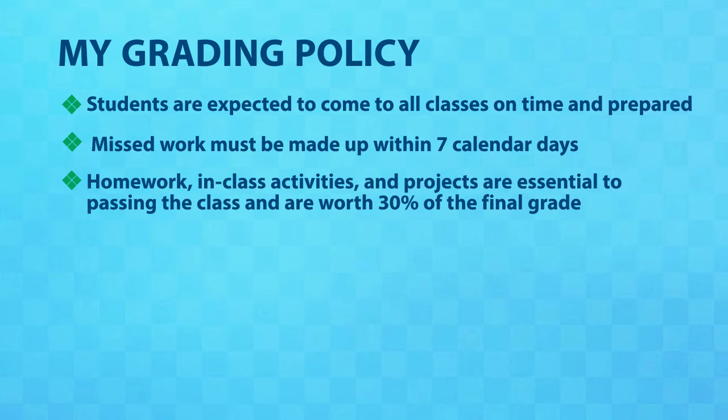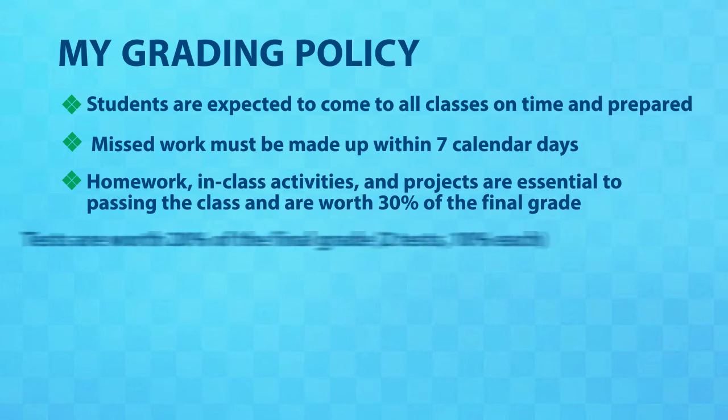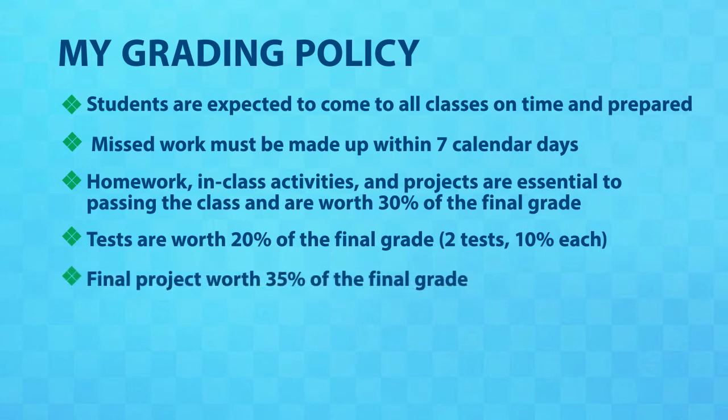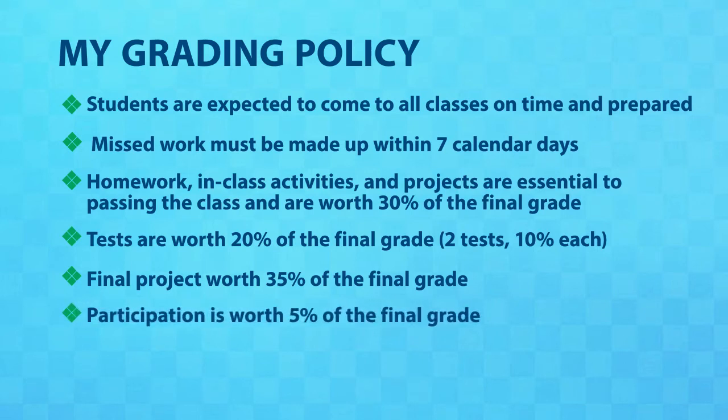In this class, homework, in-class activities, and projects are going to be worth 30% of your final grade, so you'll see that they're absolutely essential to passing. Tests are worth 20% of the final grade, and you're going to have 2 tests worth 10% each. You will complete a final project, which is actually a Phase 1 site assessment meeting the ASTM standards, and that's going to be worth 35% of your final grade. Participation is worth 5% of your grade. Please note that this grading policy is subject to change if we have some sort of issue come up during the semester and I need to adjust the schedule. I will let you know if anything changes.